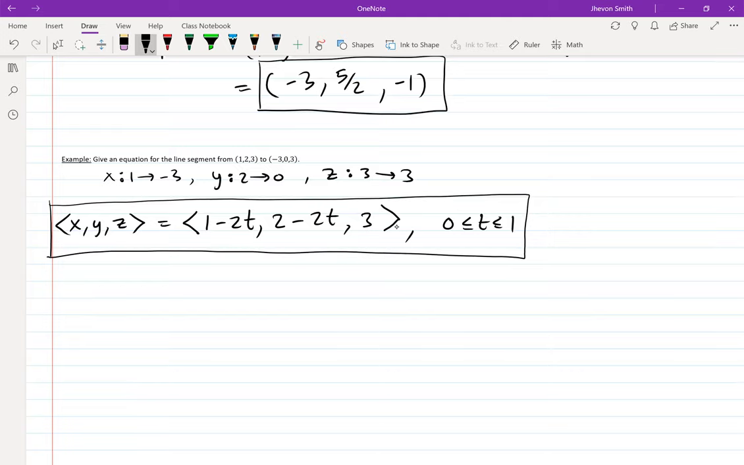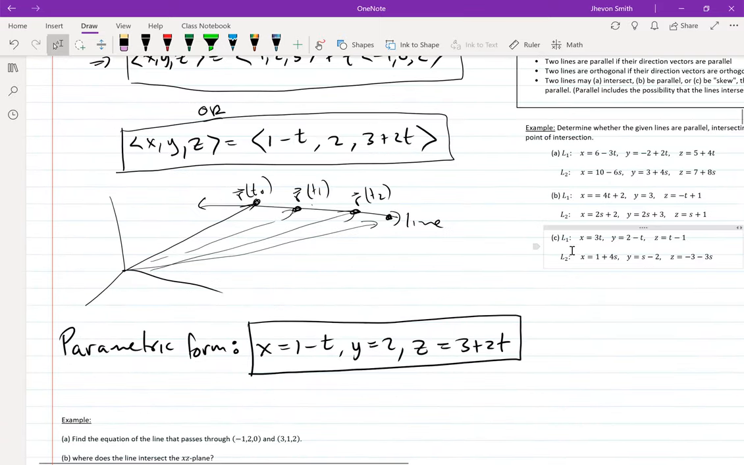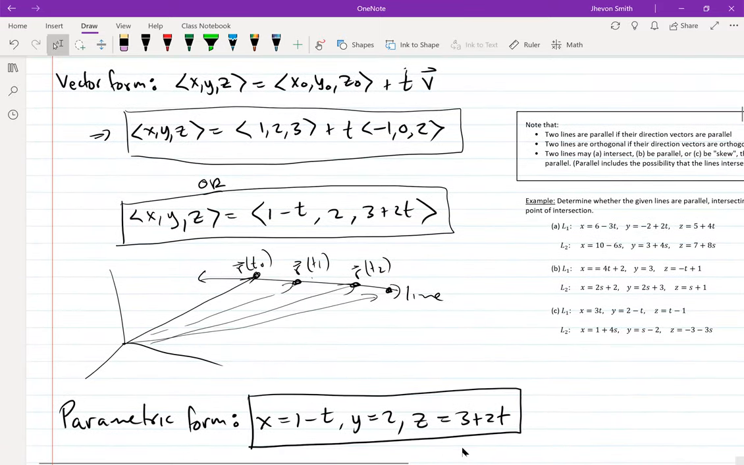That's using a formula that we've had in a previous class. We spoke about parametric equations.